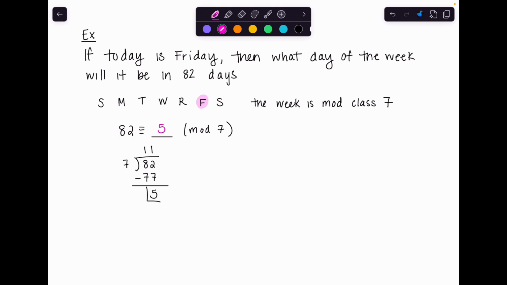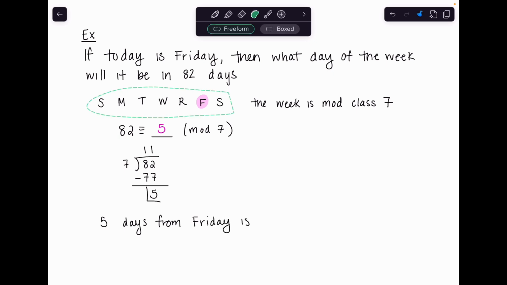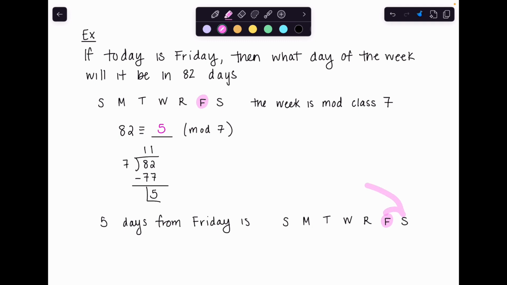Okay. So basically, I'm going to have 11 weeks that pass. That lands me at Friday, and then 5 more days after that. So I need to figure what is 5 days from Friday. So going through, let's go ahead and just copy and paste my days of the week down. So I'm starting at Friday and I'm going forward 5 days. So that's 1, 2, 3, 4, 5. That lands me at Wednesday. So 82 days from Friday will be a Wednesday.